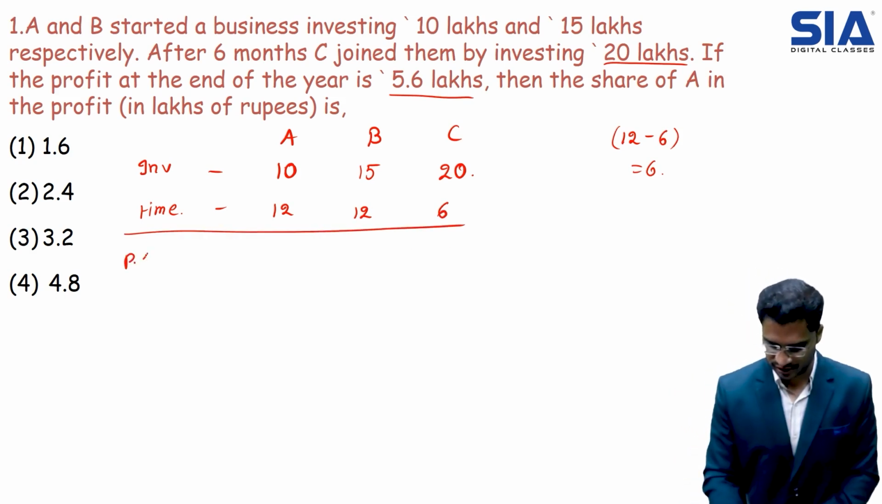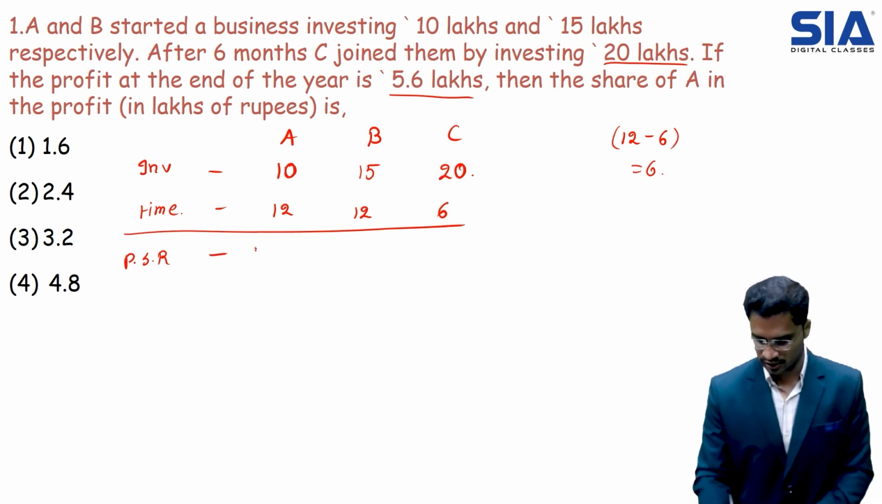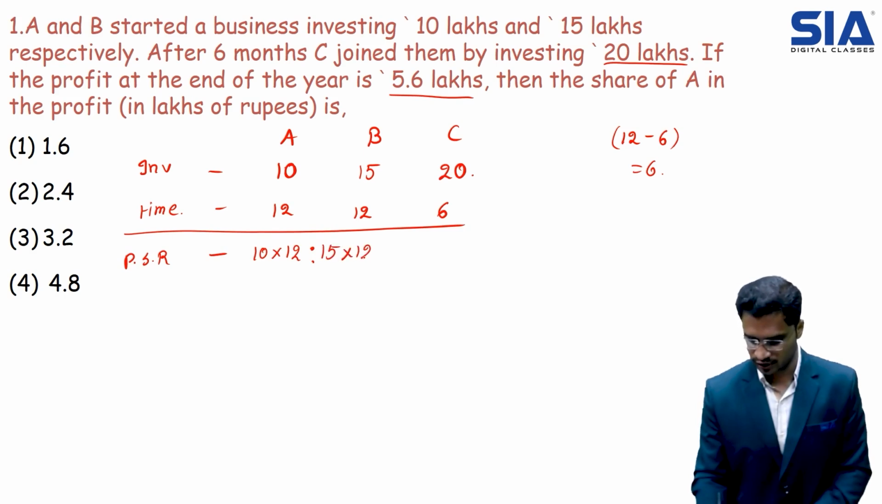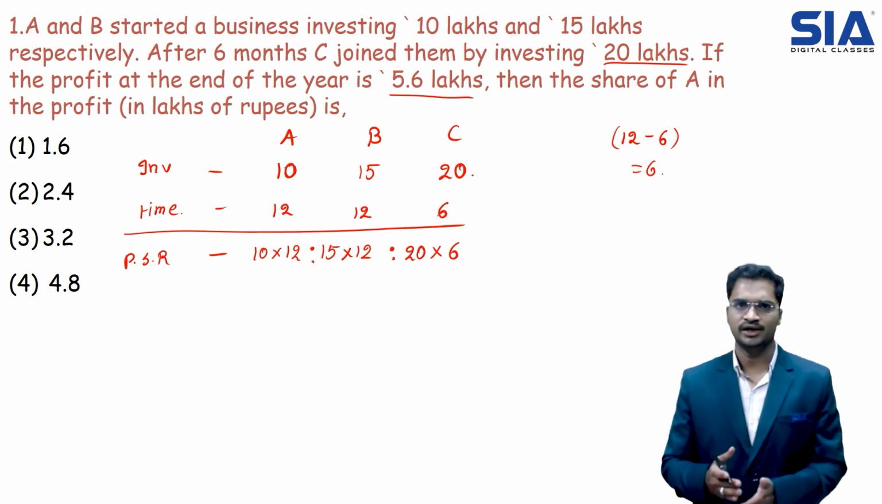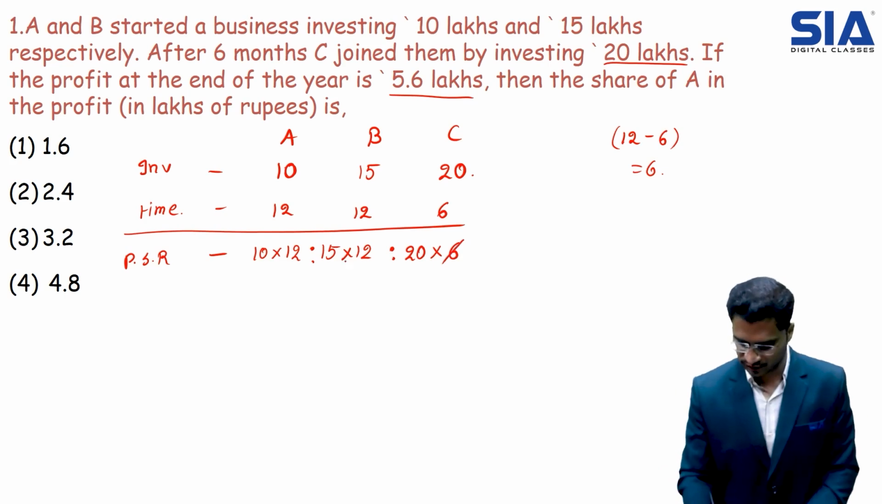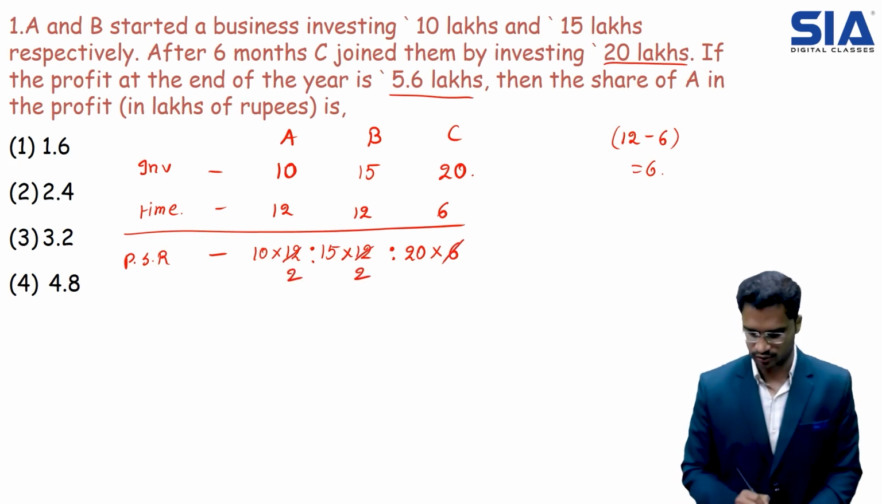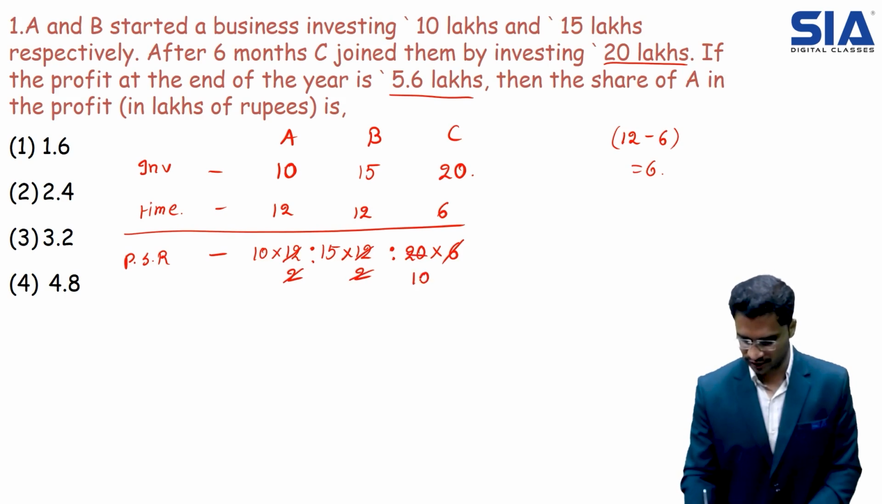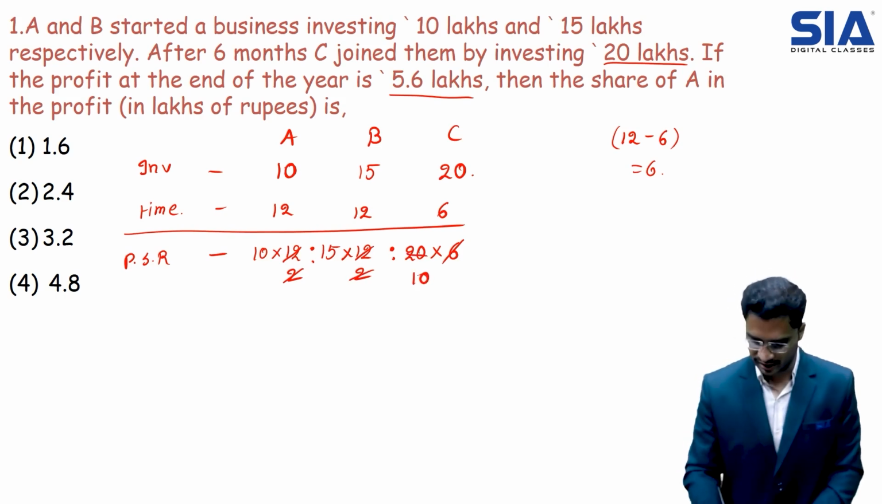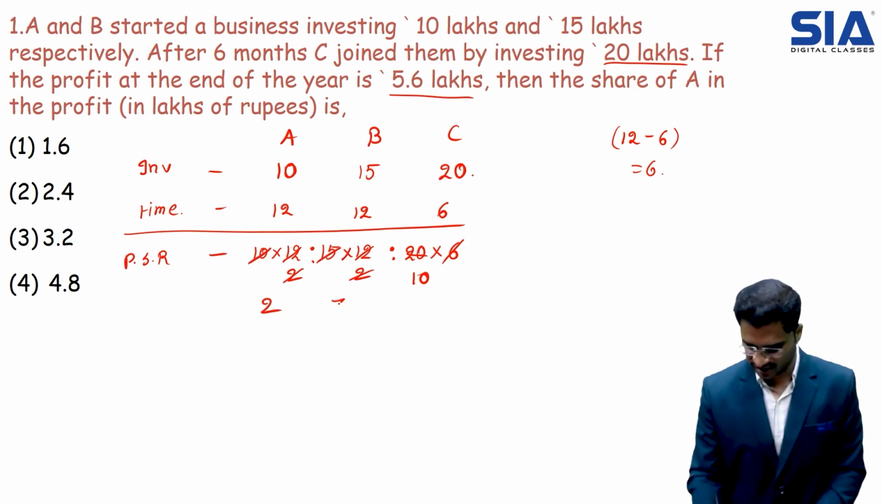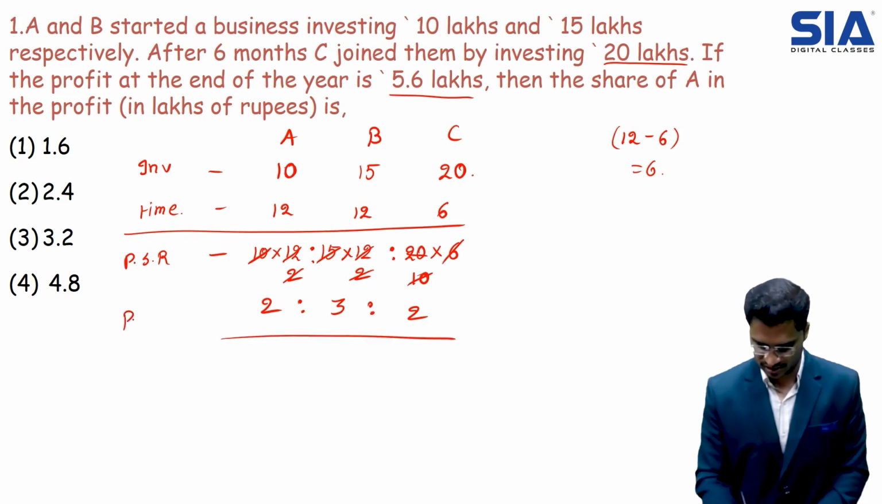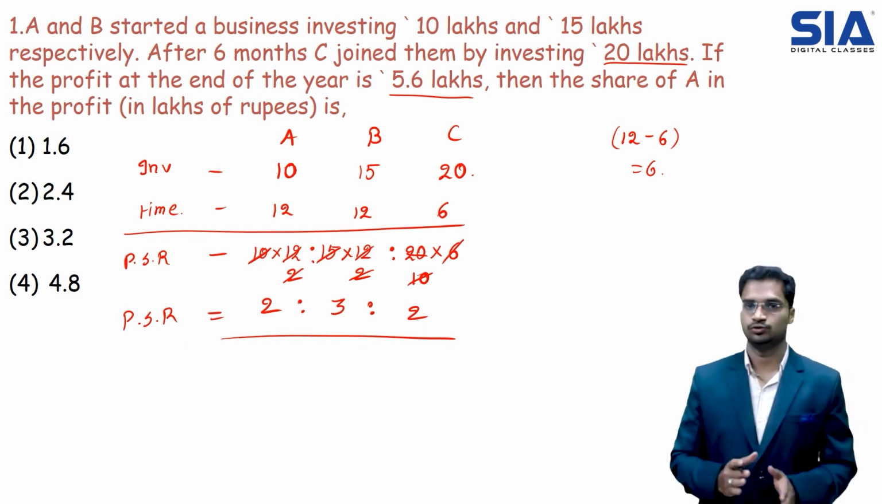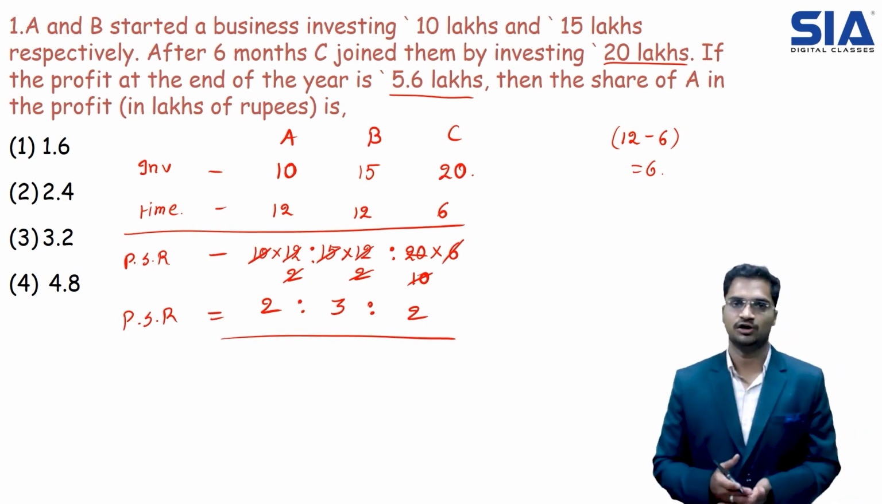Now here the profit sharing ratio is 10 multiplied by 12 ratio 15 into 12 ratio 20 into 6. Let us solve this by cancelling common values. 6 ones are 6, 6 twos are 12; 2 tens are 20; 5 twos are 10, 5 threes are 15, 5 twos are 10. So the profit sharing ratio of A, B and C is 2 ratio 3 ratio 2.